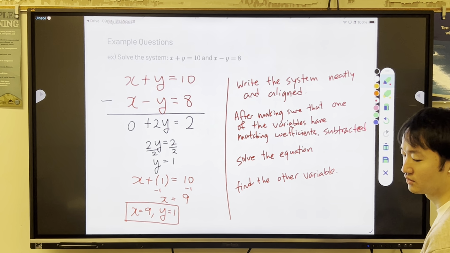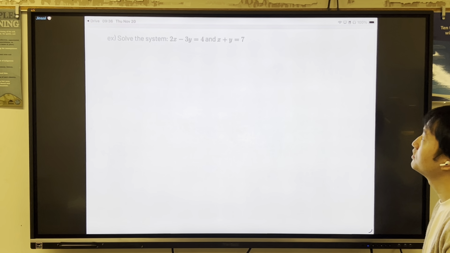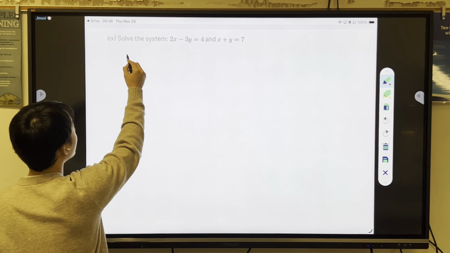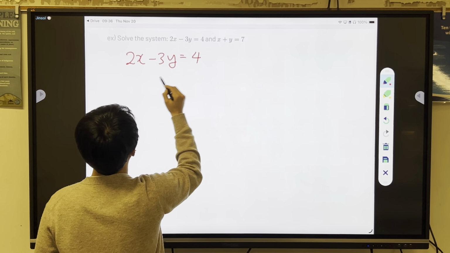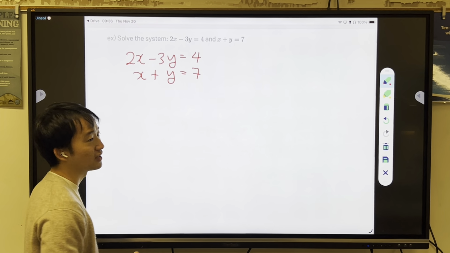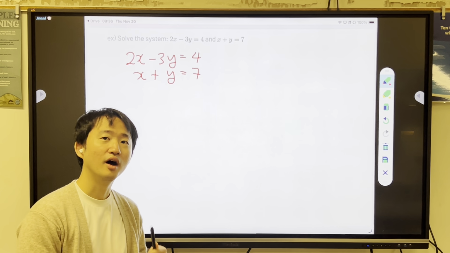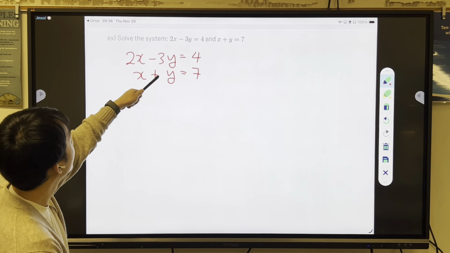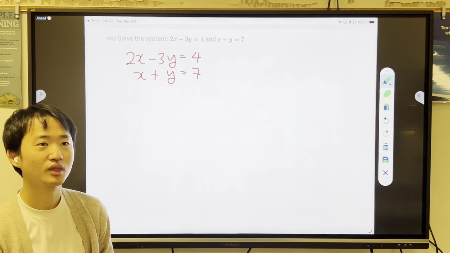Let's try another question. Solve the system 2x minus 3y equals 4 and x plus y equals 7. The same thing, I'm going to write the equations down neatly. But then I encounter a problem immediately. Unlike the previous question, none of the variables have matching coefficients. The x has 2 and 1. Y has negative 3 and positive 1. So what should I do at this point?